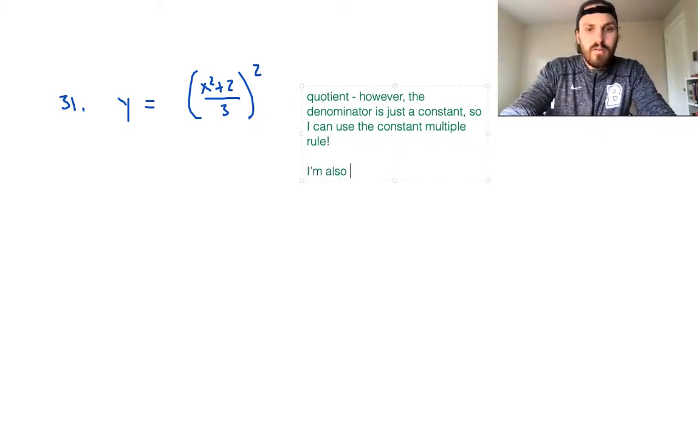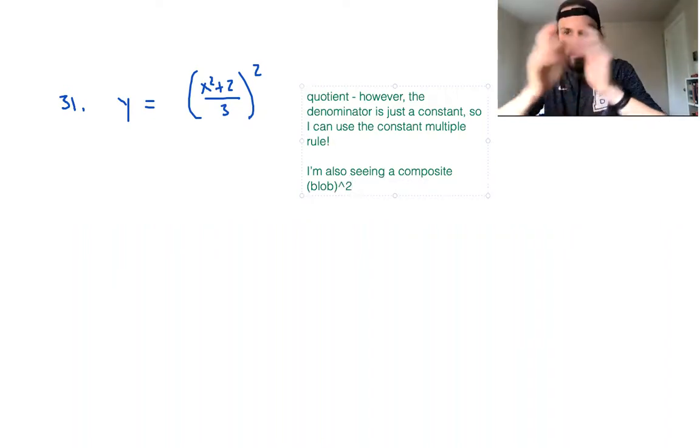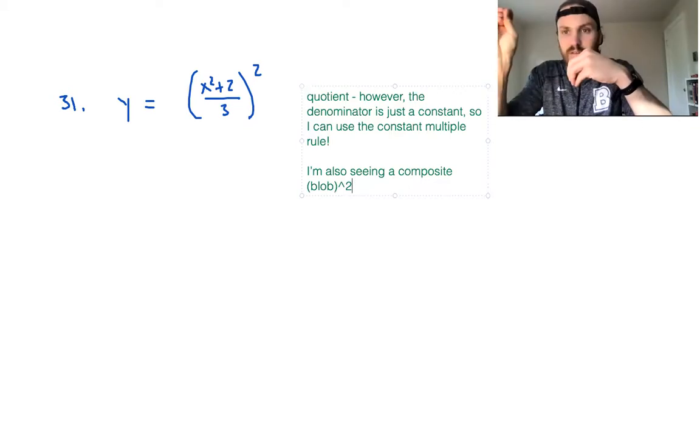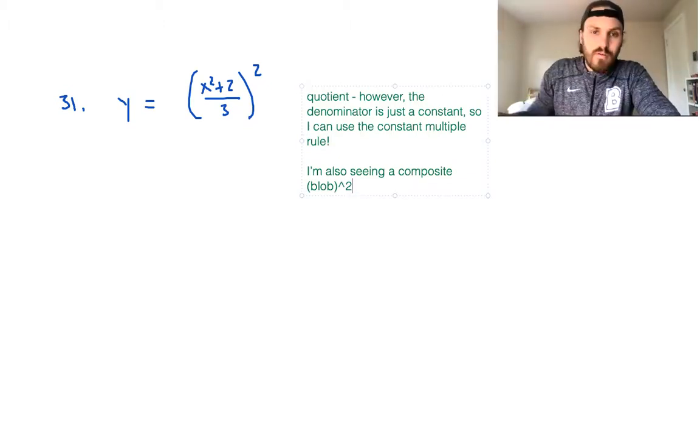Okay, I'm also seeing a composite. I've got basically blob all raised to the second power, right? Blob being that x squared plus 2 over 3. That's my inner function raised to the 2. So I'm going to take the derivative of the squared function and then take the derivative of that blob, which is x squared plus 2. All right, so let's do it.